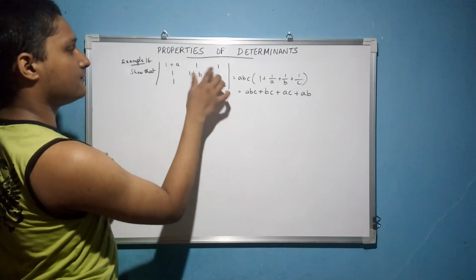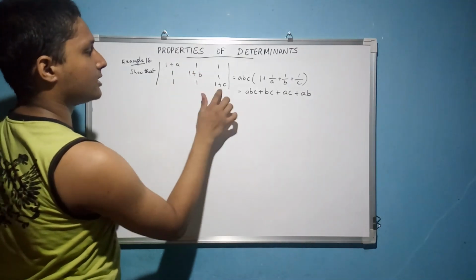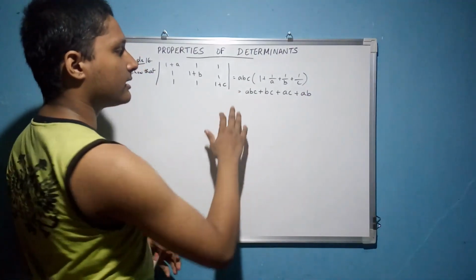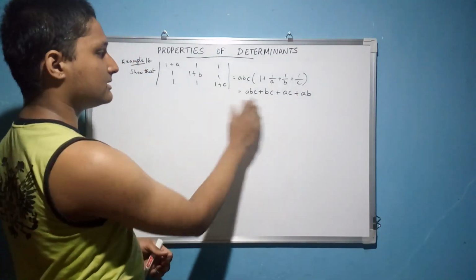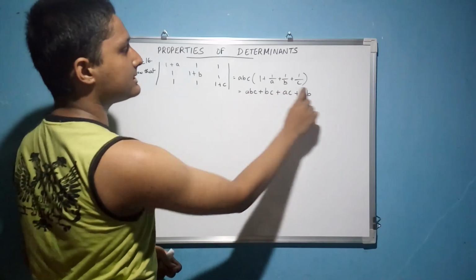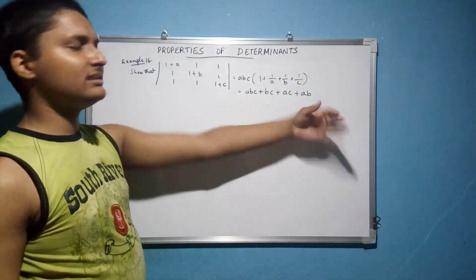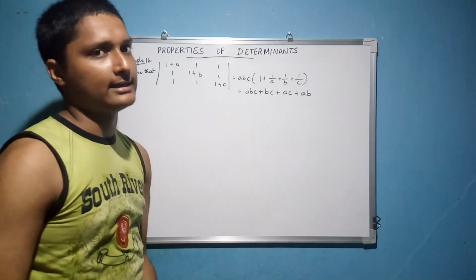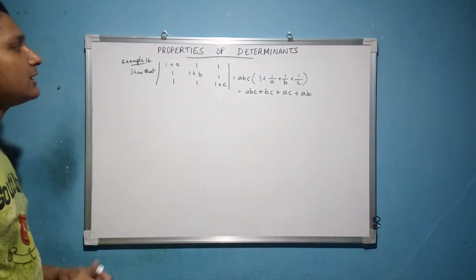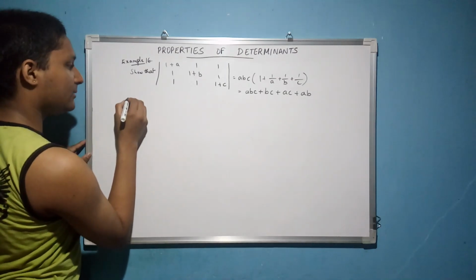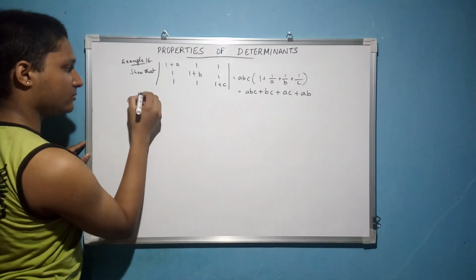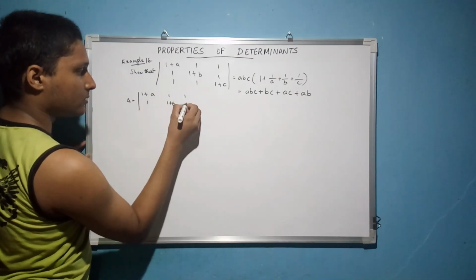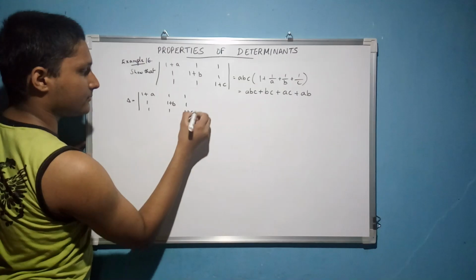That is 1 plus a, 1, 1; 1, 1 plus b, 1; 1, 1, 1 plus c. Okay, you need abc into this term, and this is a simplification of this. We'll just leave this off. We want this term first, then we'll see whether multiplying this by this bracket gives that thing. Now we'll take this determinant and mark it as delta. It is 1 plus a, 1, 1; 1, 1 plus b, 1; 1, 1, 1 plus c.